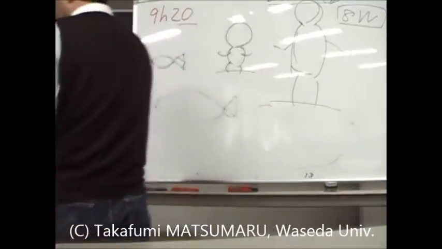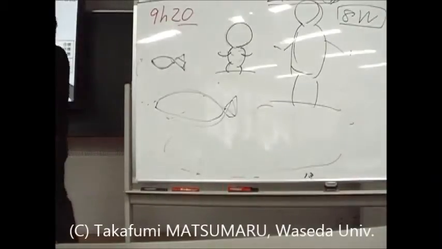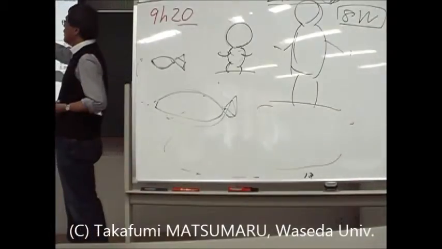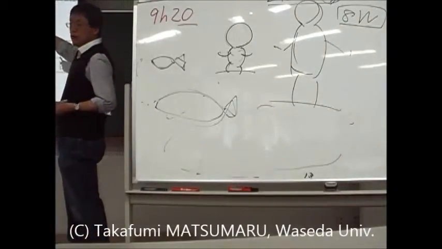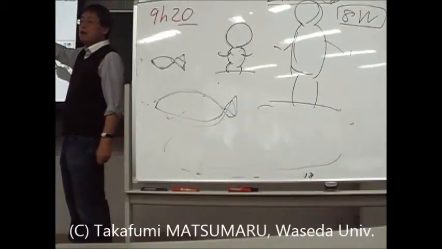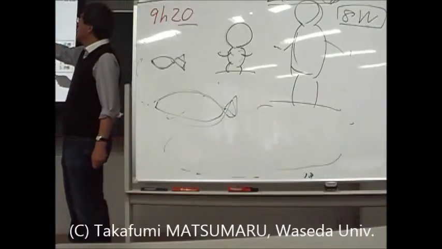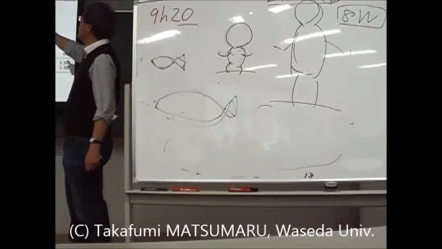But the muscle power is depending on the cross section. Okay? Cross section. Therefore, this cross section area becomes only 2 by 2, 4 times.